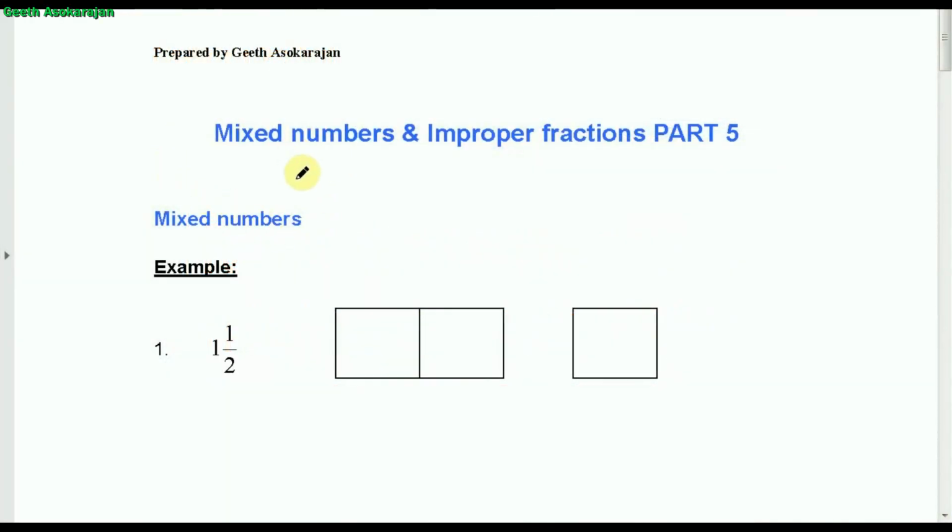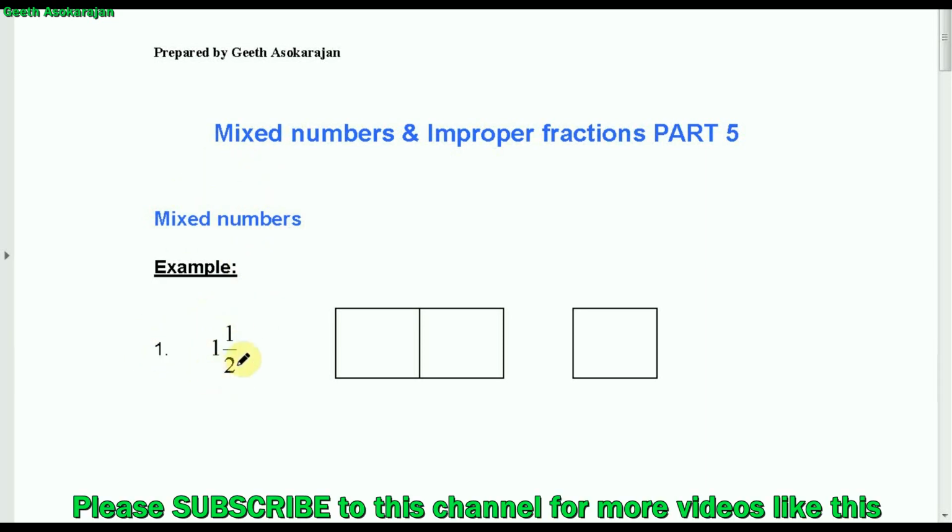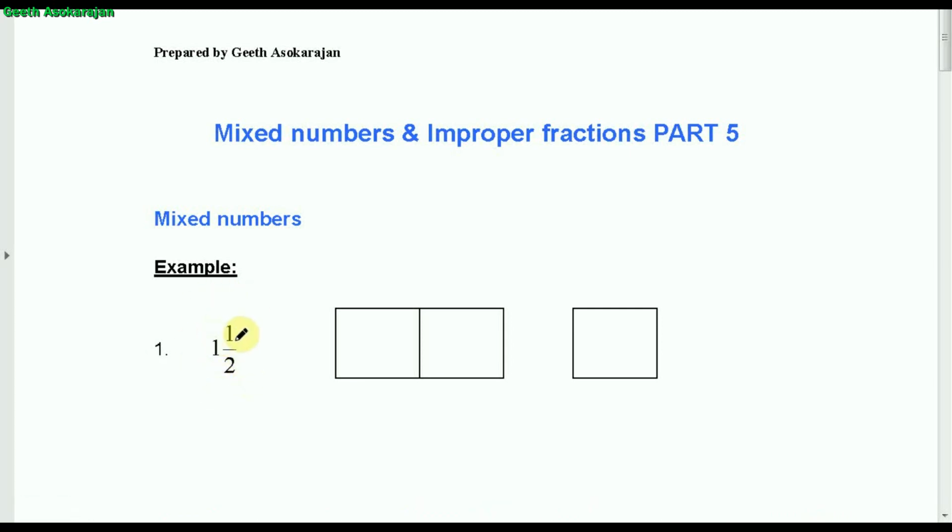Right, in this video we're going to be talking about mixed numbers and improper fractions. So let's take a look. First of all, what is meant by a mixed number? For example, the number 1.5, we call this a mixed number. 1.5 means one whole and a half.